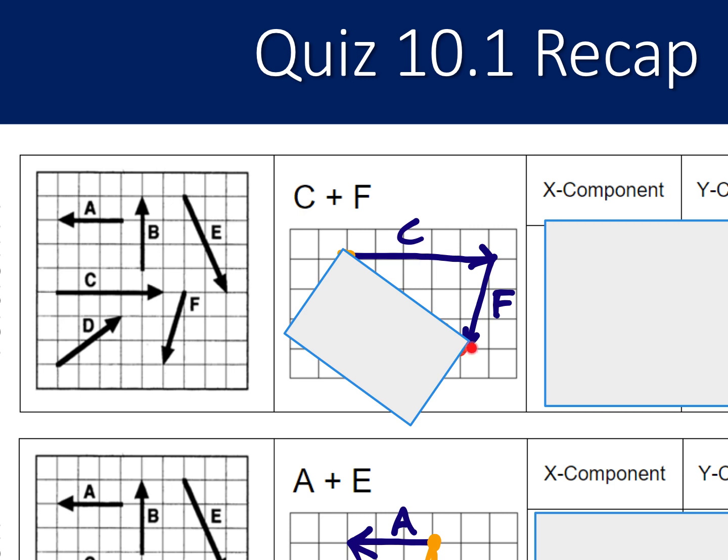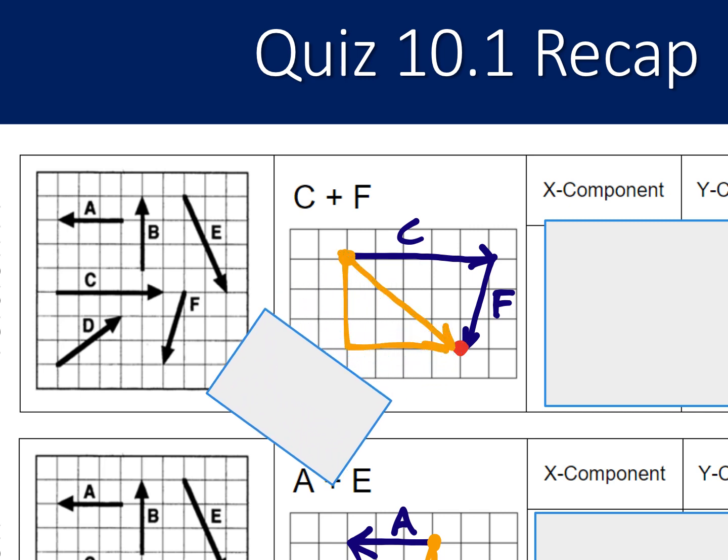Now that gives me a new ending spot. So my new vector is actually going to be a combination of C and F. So I drew it in orange here. From the start to the finish, I have now a new coordinate system. So I'm going down 3, 1, 2, 3, down in y, and over 1, 2, 3, 4 in x.